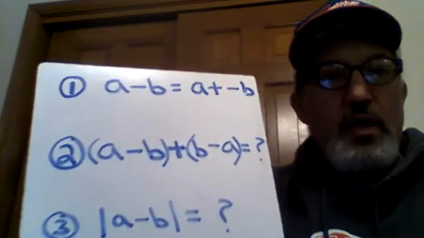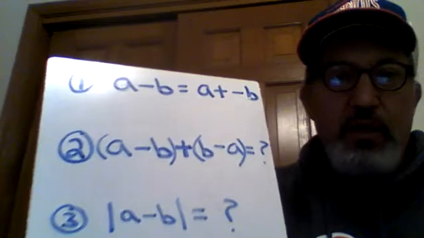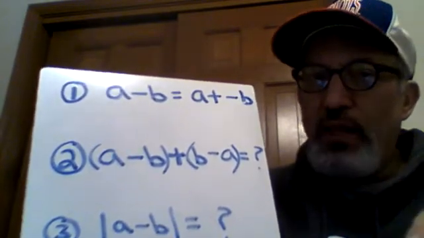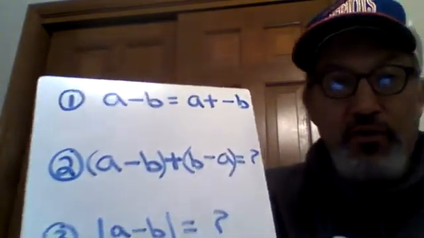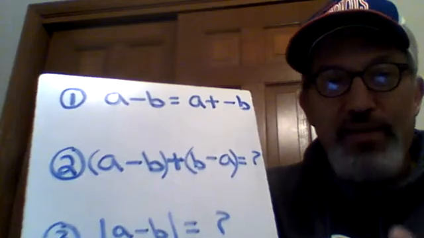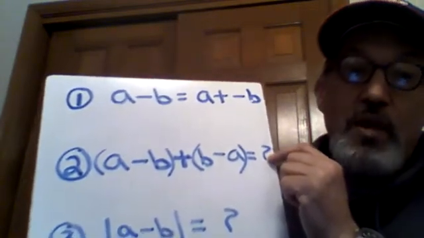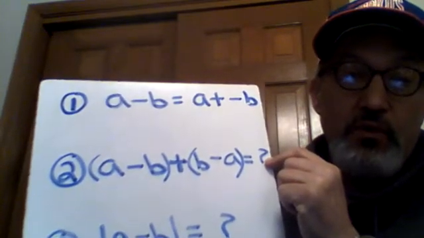You learned from a very young age that subtraction is not commutative. A minus B is not the same as B minus A. But there's a relationship between A minus B and B minus A. They are not the same, but there is a relationship. For now, I've just put a question mark here. Maybe you can try to come up with that on your own until we get to it.